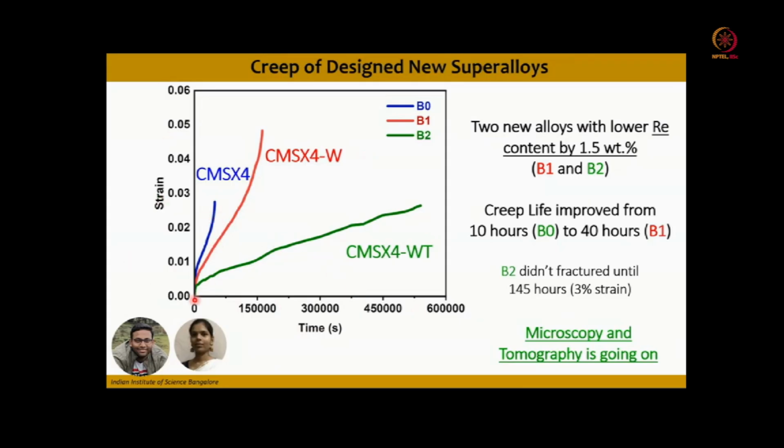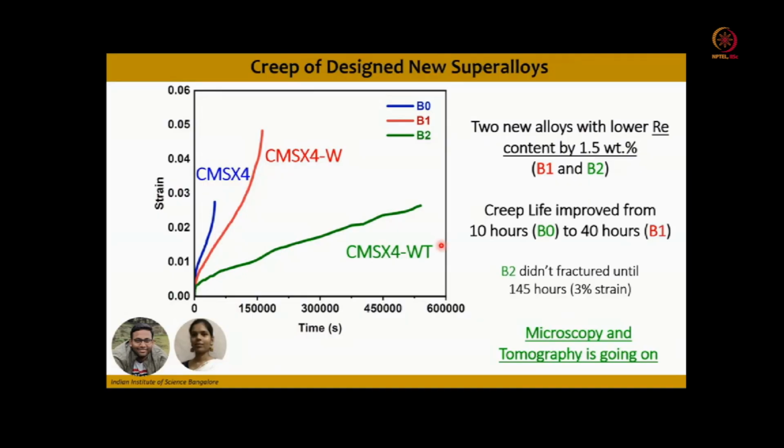Okay, and here are the creep plots, which show the difference in the creep with time. This is the creep strain and this is the time. As you see, for the CMX4 base alloy, within 10 hours the creep strain went to 3% and the sample got fractured. It means the creep rate is very high for this particular ideal CMX4 alloy, polycrystalline alloy. Okay, but with the addition of tungsten, CMX4W, which is the B1 alloy, the creep life has increased up to 40 hours, and also the creep strain increased up to 5% with a lower creep rate.